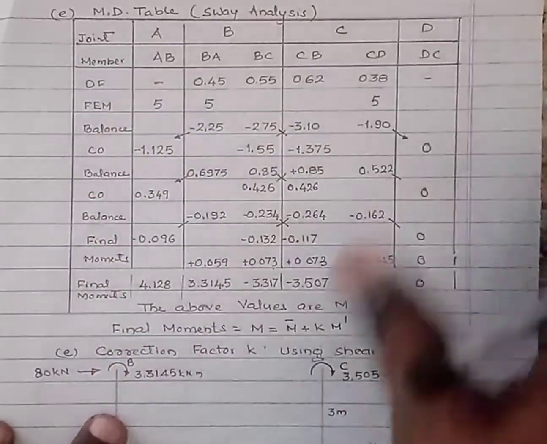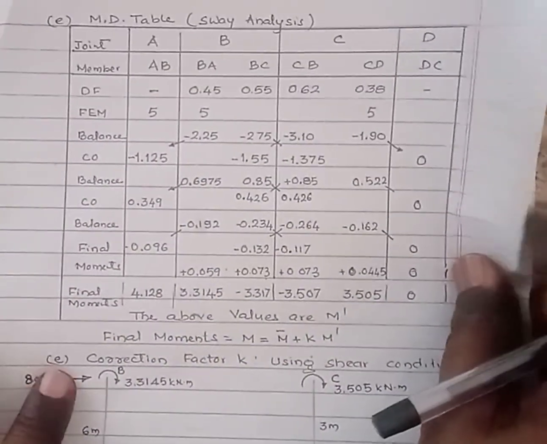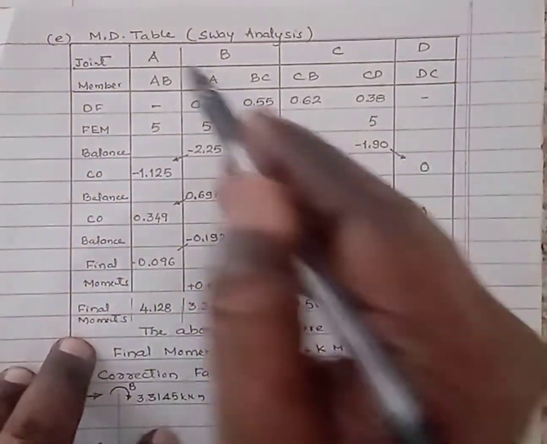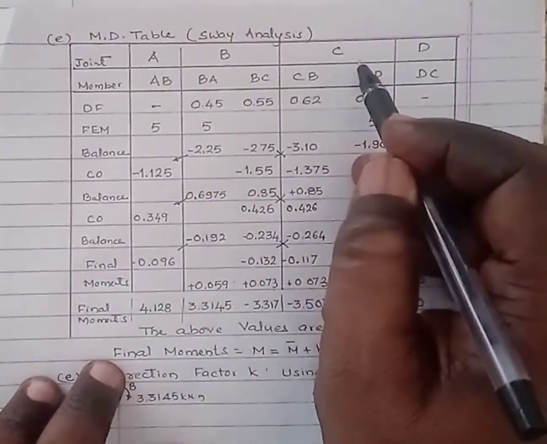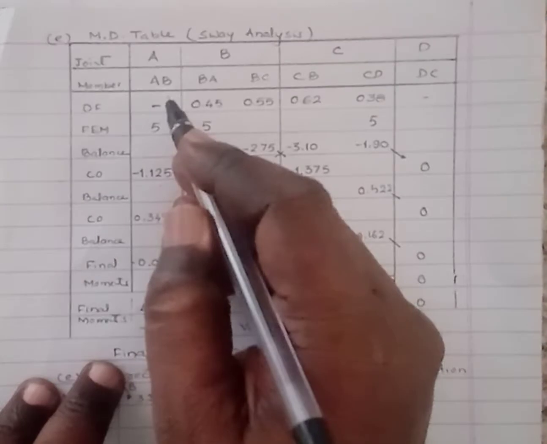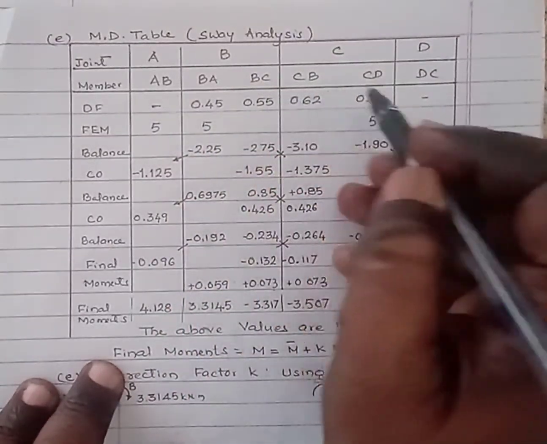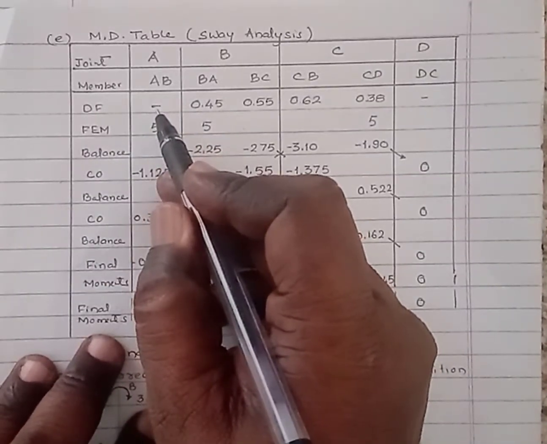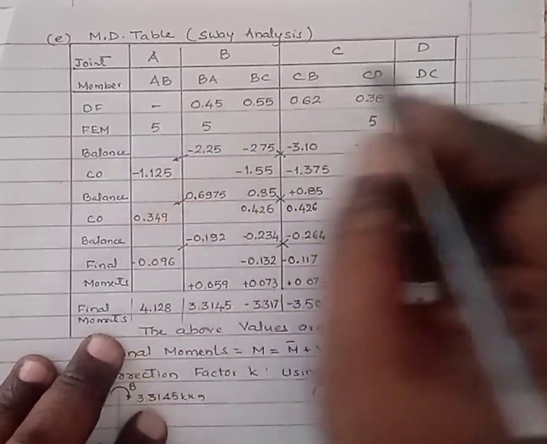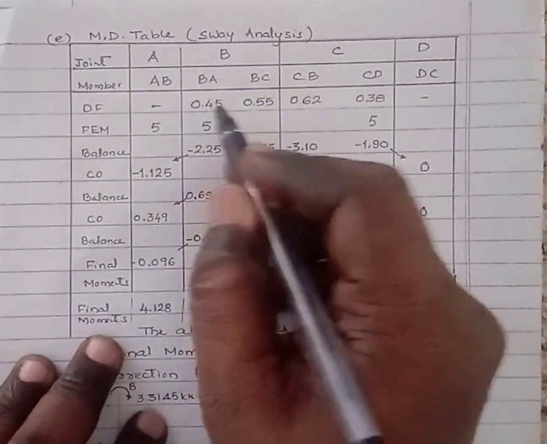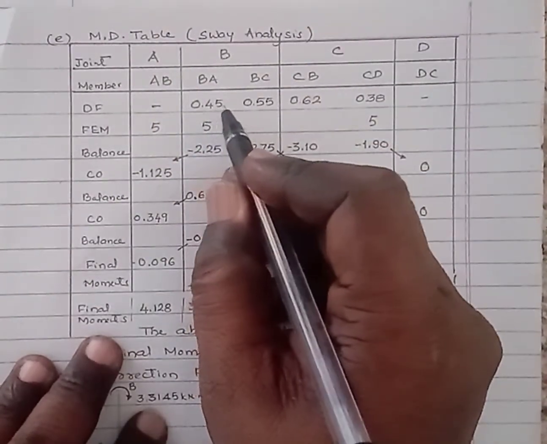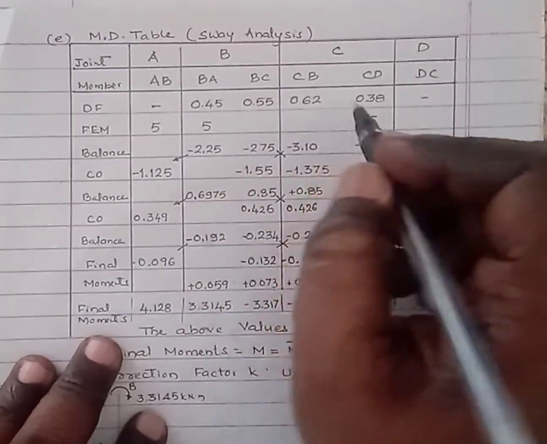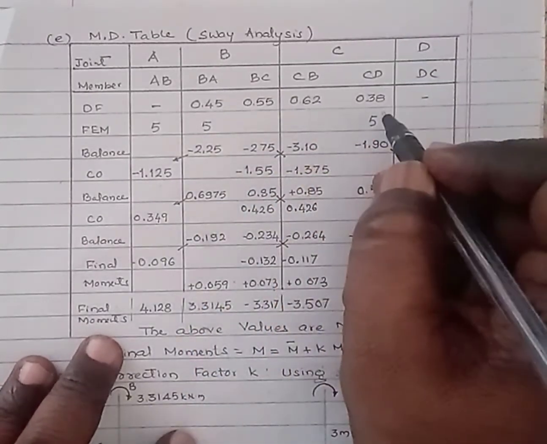Here there are 4 joints, A, B, C and D. The members are AB, BA, BC, CB, CD and DC. The distribution factors we have just calculated. AB is the end support, end span, so the distribution factor is 0. For DC, that is 0. That is, we have put no distribution factor. For BA and BC, we have calculated 0.45 and 0.55. For CB, 0.62 and CD 0.38.